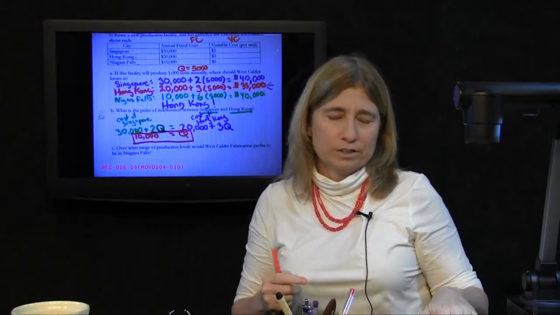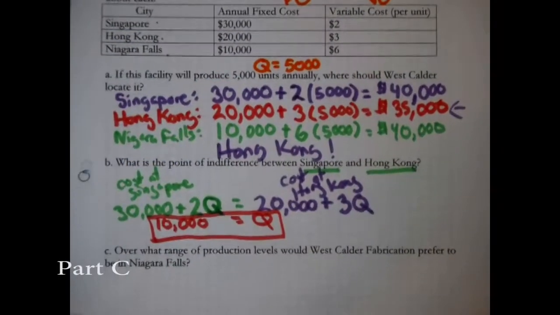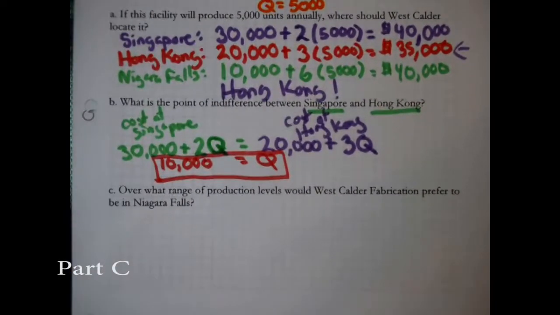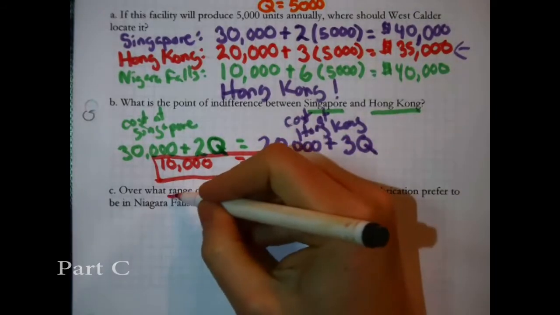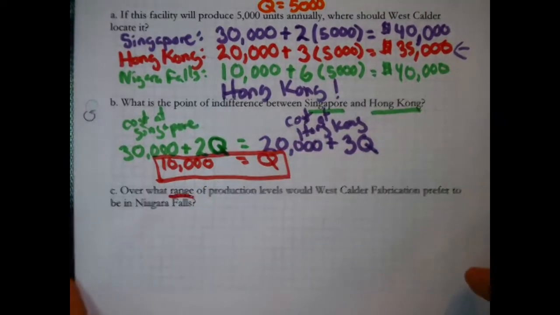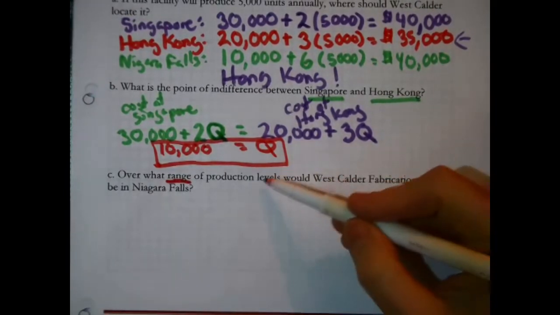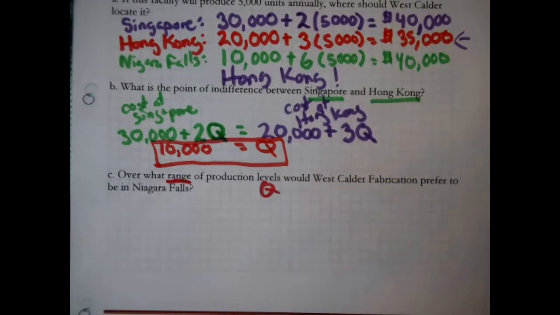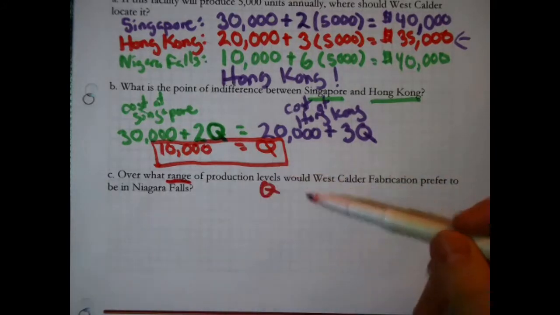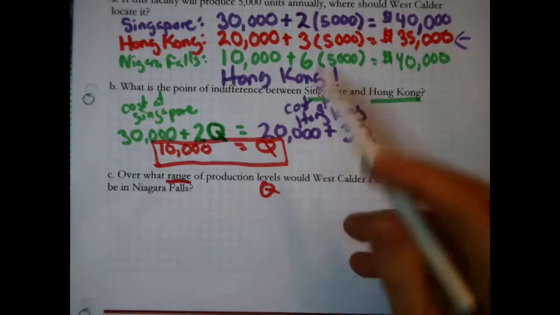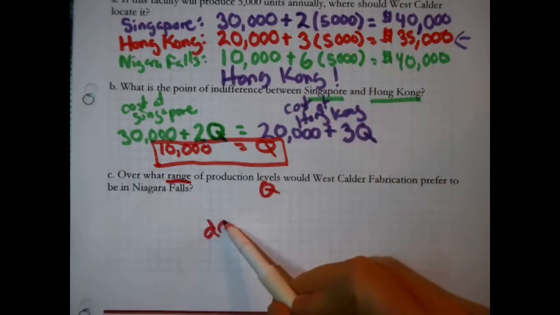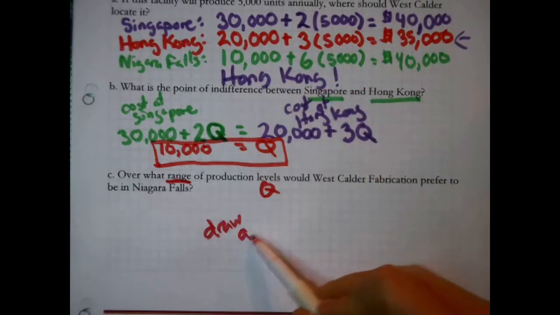Look at the last question in the scenario. Over what range? Notice no particular Q is recommended, no particular quantity. Over what range of production levels, which does refer to Q, that's what we mean, would West Calder Fabrication prefer Niagara Falls? You could try to tease this out algebraically. The fastest, best way is to draw a graph.